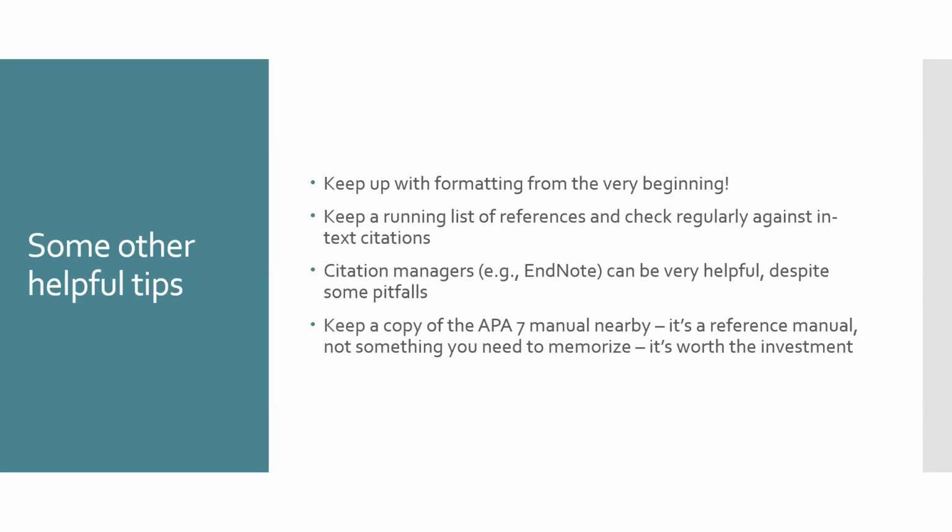And then finally, you're going to want to keep a copy of your APA 7th edition manual nearby. It is a reference manual, and it is not something that you need to memorize. I don't know anyone who works in research who has the 7th edition 100% memorized. It's not really possible. It is a reference manual, and it's worth the investment of buying, so that you can check in every so often when you have a question.